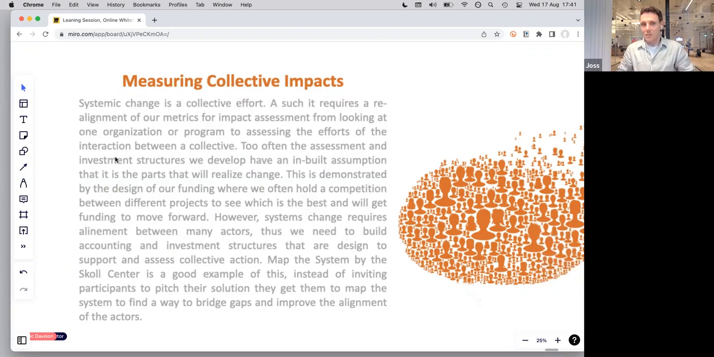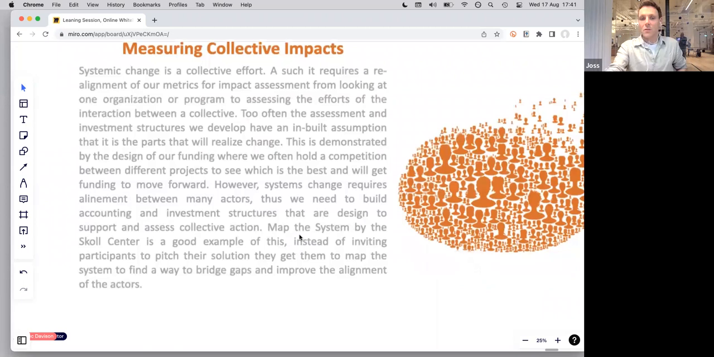Too often, the assessment and investment structures we develop have a built-in assumption that it's the parts that will create the change. This is demonstrated by the design of our funding, where we often hold competitions between different projects to see which will do best and will get funding to move forwards. However, system change requires alignment between many actors. Thus, we need to build accounting and investment structures that are designed to support and assess collective action.